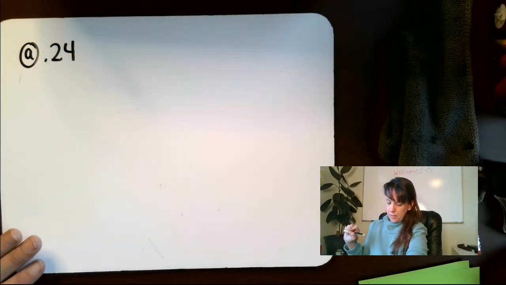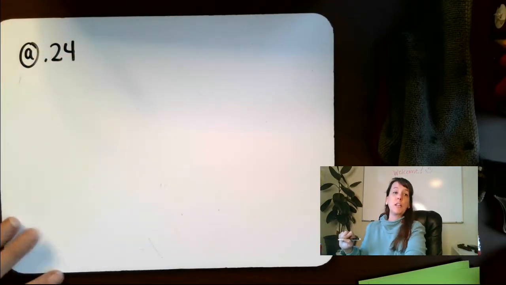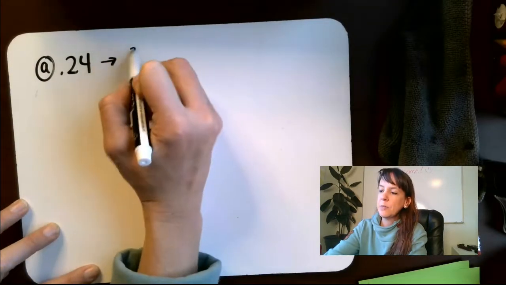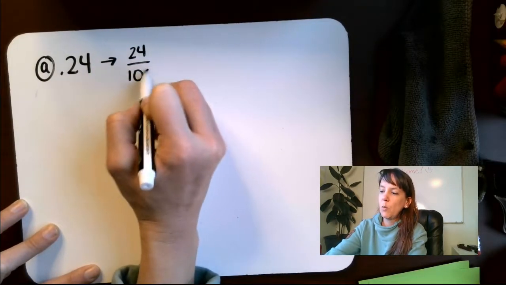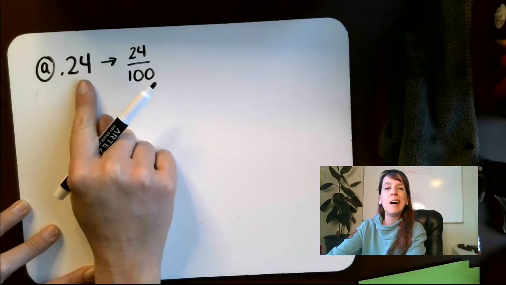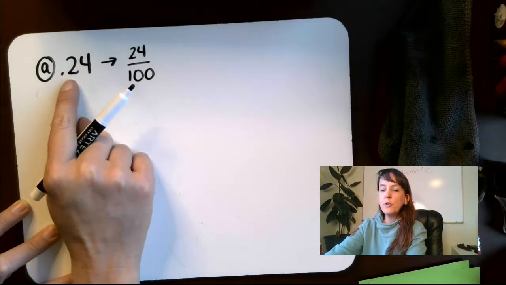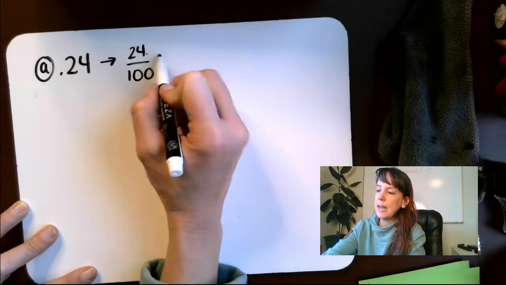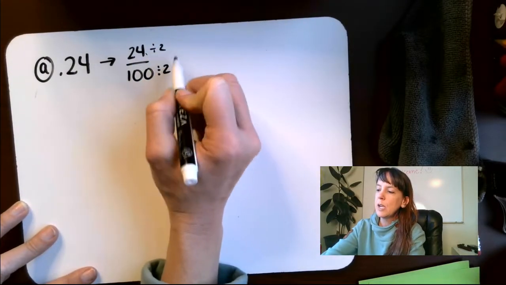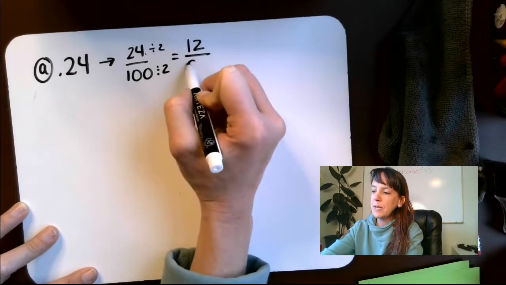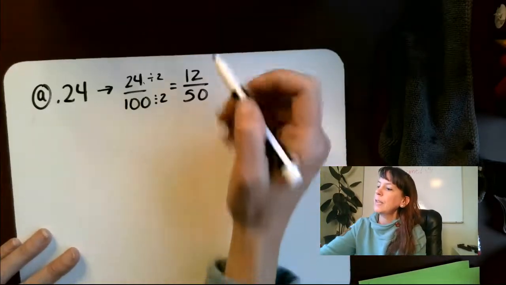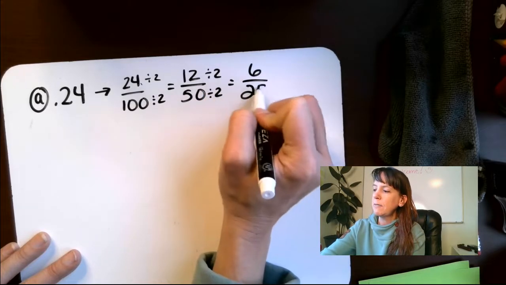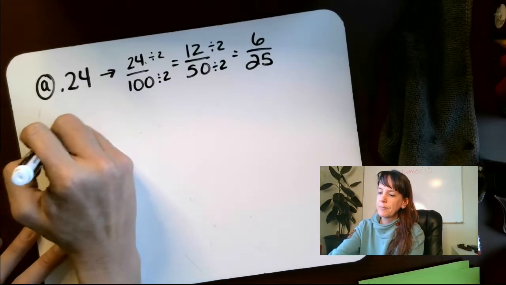Turn this into a fraction. We gotta turn this guy into a fraction, we gotta reduce it. So in that case, we're gonna have 24/100, because this is 24 hundredths, right? There's 2 digits behind the decimal, right? Both of these are even, so let's just cut those in half. If we divide by 2, we end up with 12/50. Oh, those are both even too, so let's cut them in half again. Divide by 2, we end up with 6/25 for A.